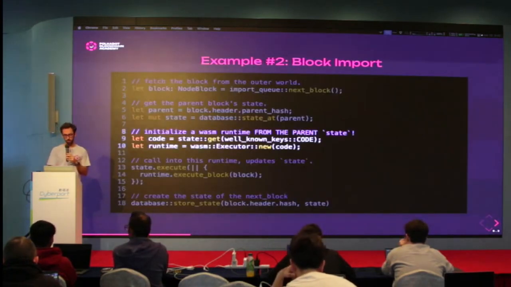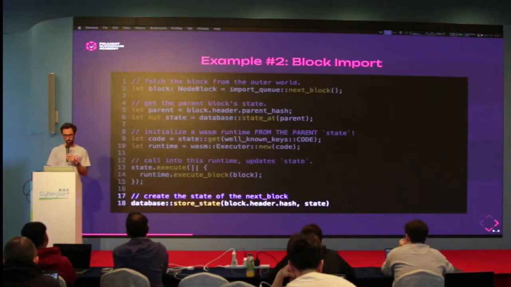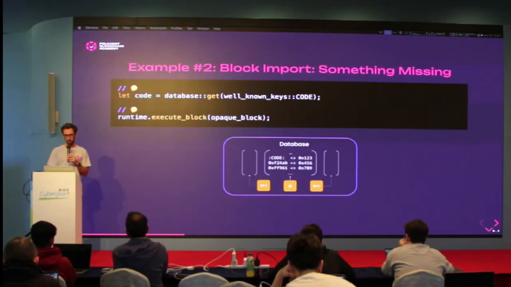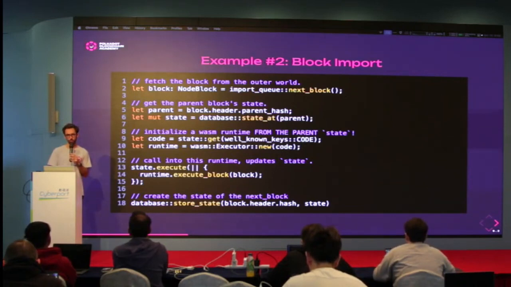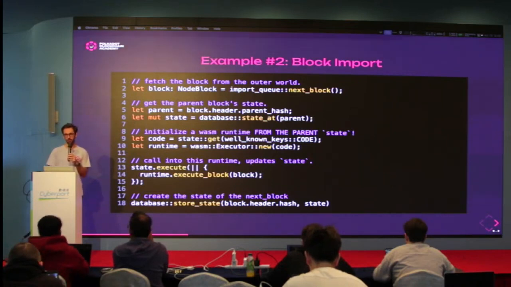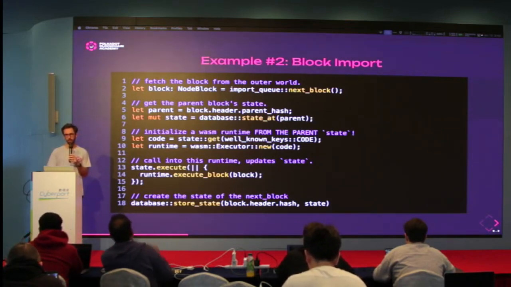And the second thing on this slide: when we import the code, we are not decoding it. The code has a known type, it's just bytes, it's Vec<u8>. We don't need to decode it. The code is Vec<u8>, it's a byte array. Okay. Right. Thank you.